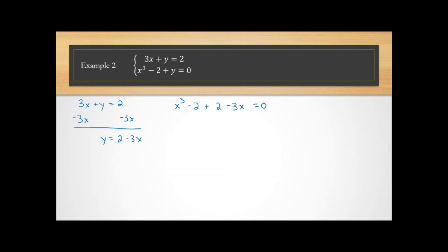So now we want to combine like terms. The minus 2 plus 2, that actually cancels out. So this is going to work out very nicely for us. We have x cubed minus 3x equals 0.